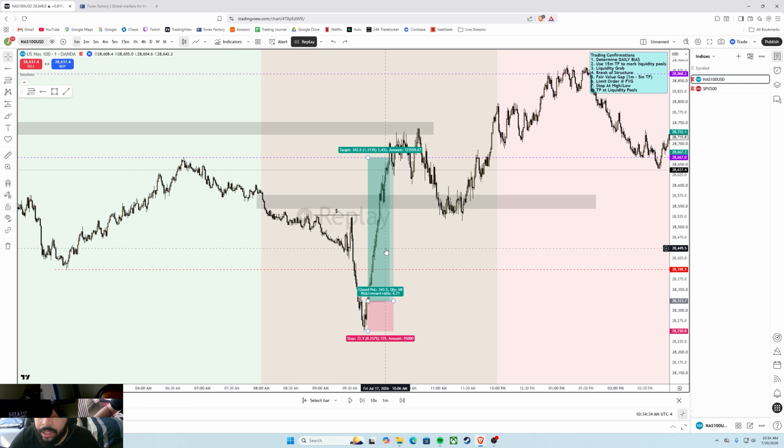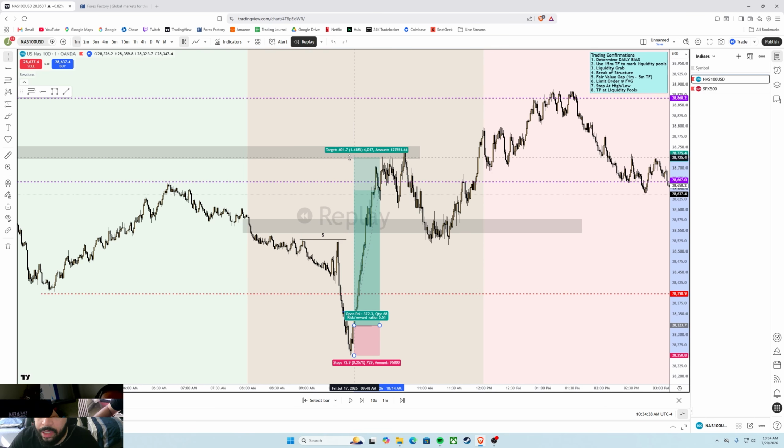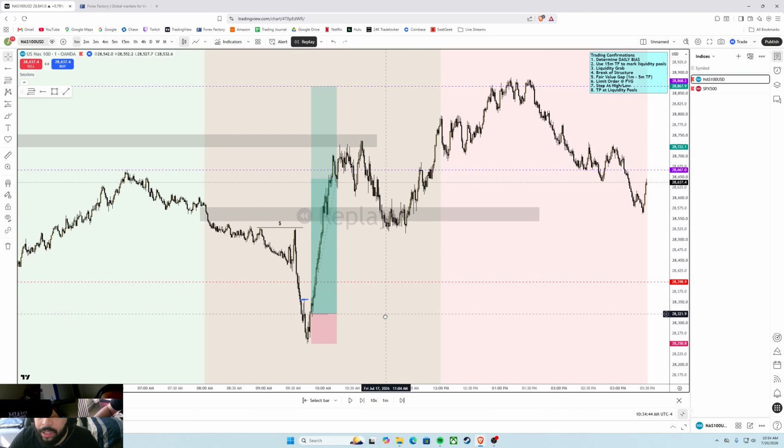You should at the very least close 80%, if not 90%, of your position. Another fair value gap target here, and then the final target at this level, for literally almost a 1 to 7.5 risk reward.